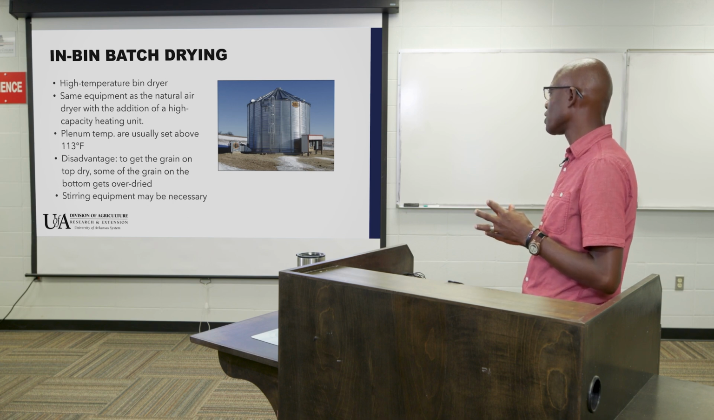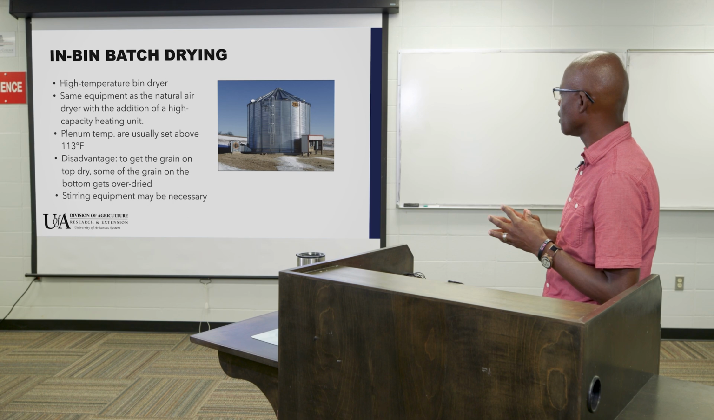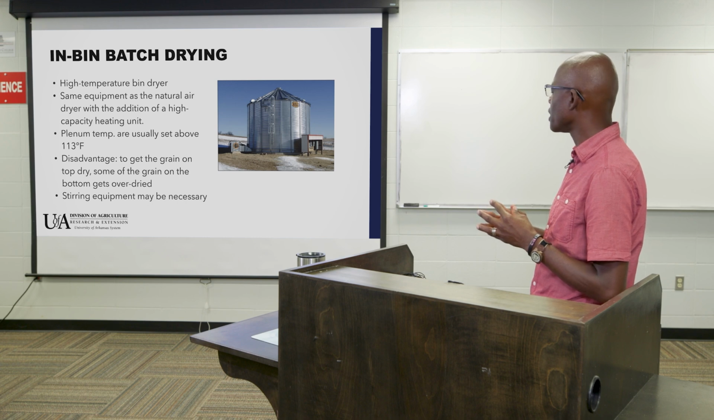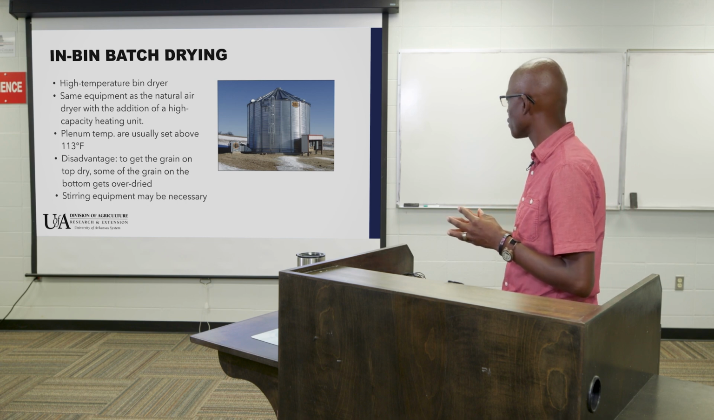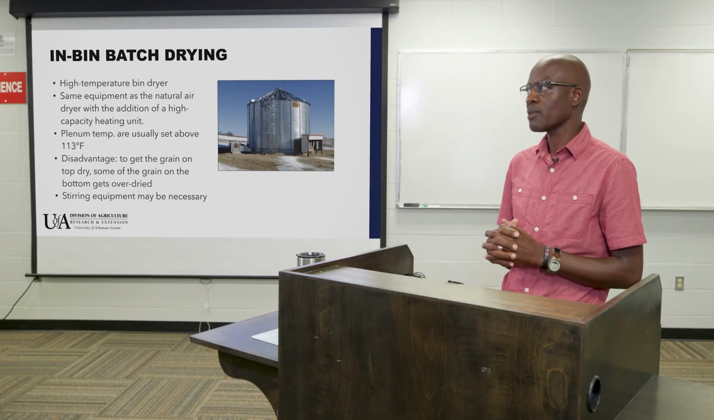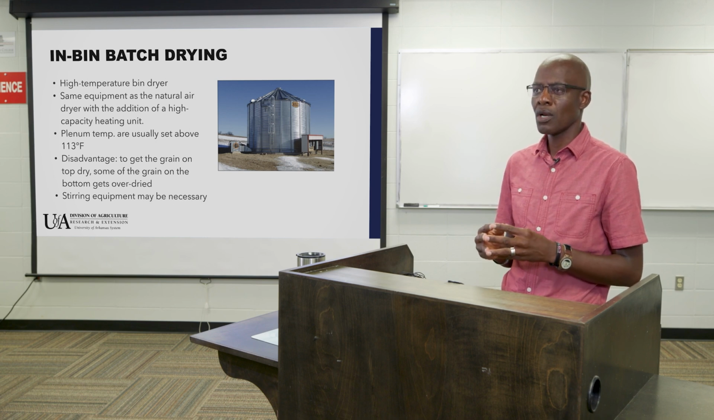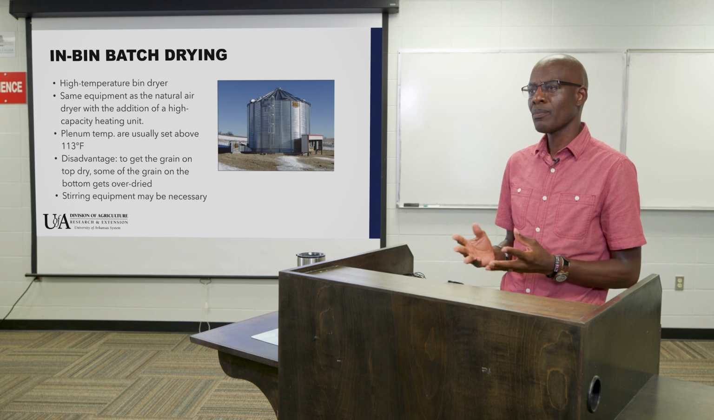Now, the disadvantage of these dryers is that to get the grain on the top to dry, some form of over-drying will happen in the bottom layers, and over-drying is not something that is very entertained within the grain industry, because it results in loss of money. Our marketing moisture content for grain, especially rice, is about 13%. And so when we over-dry to lower than that moisture content, we end up losing money because we sell it on a weight basis.